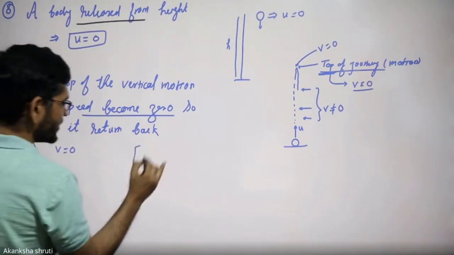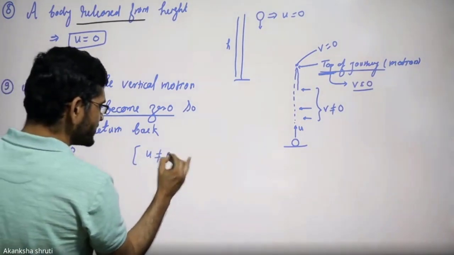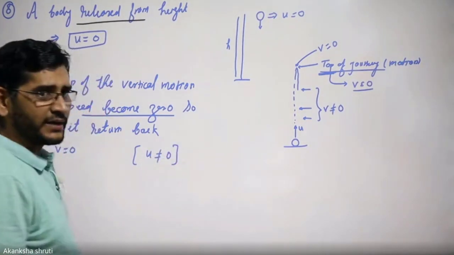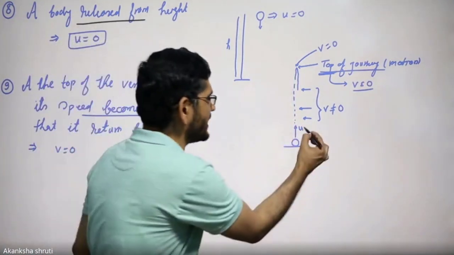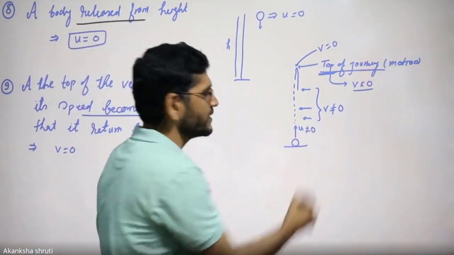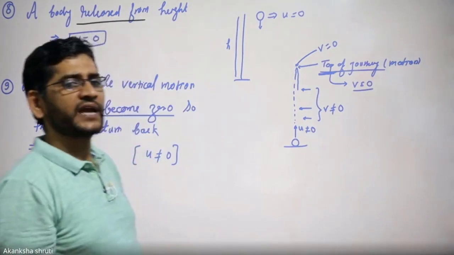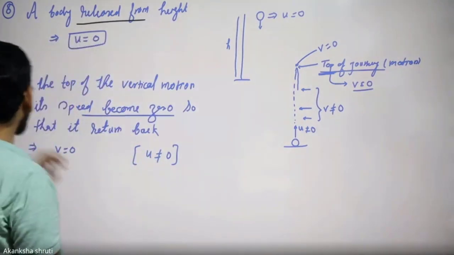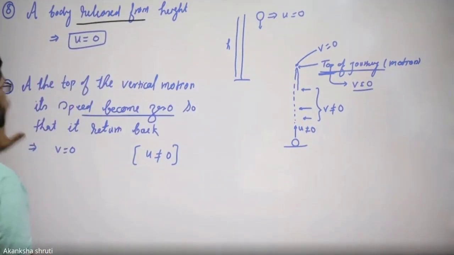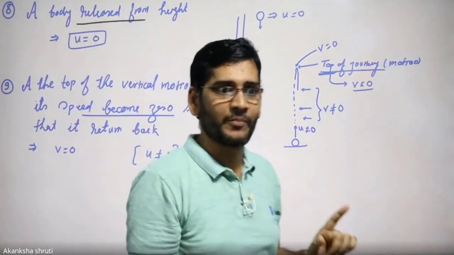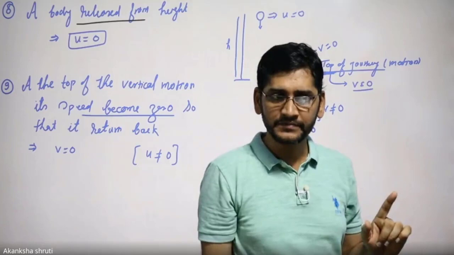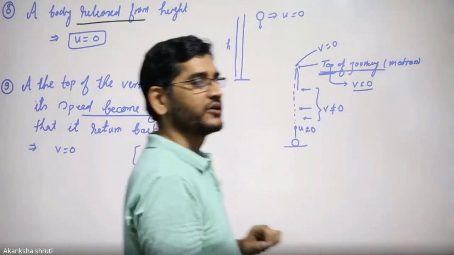So the final speed in this case, v, becomes 0. Keep in mind, u cannot be 0 in this case, because for moving upwards, surely you will have to give some initial velocity, only then it can move upward. So these are the nine key features that we have to keep in mind, student, for solving the numerical. Now I'm going to solve the numerical.